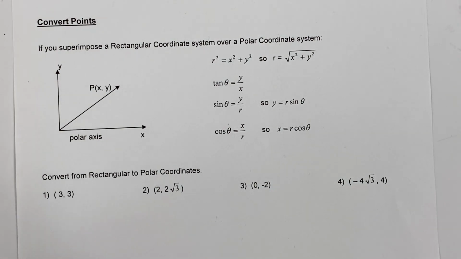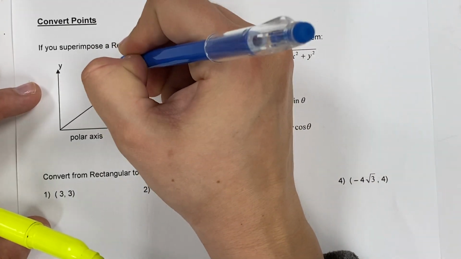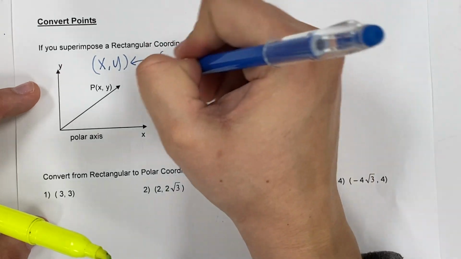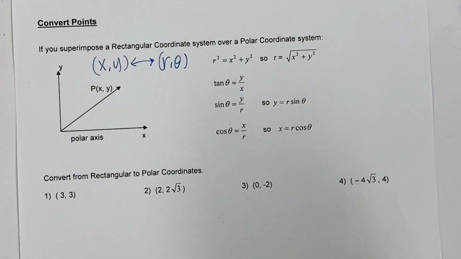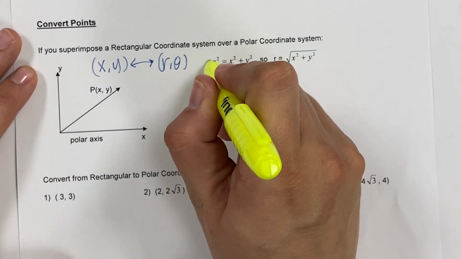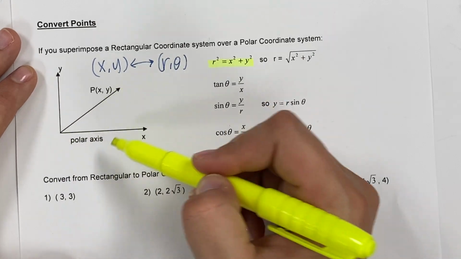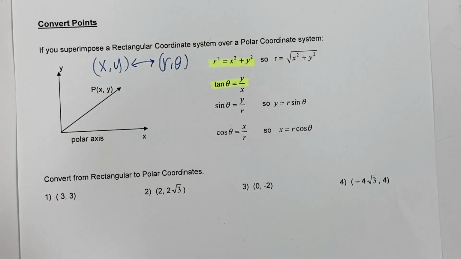So instead of going from x to y, we're going to go back and forth between x, y, and r and theta. So you need to know how to get r and theta. Here's the equation to get r. It's Pythagorean theorem because right triangle. And then here's the formula for theta because we know that tangent is y over x.